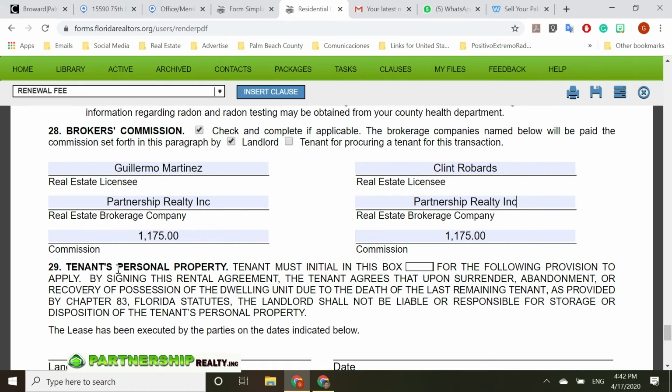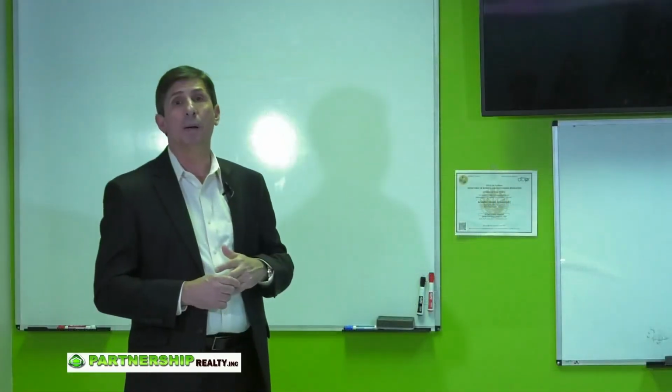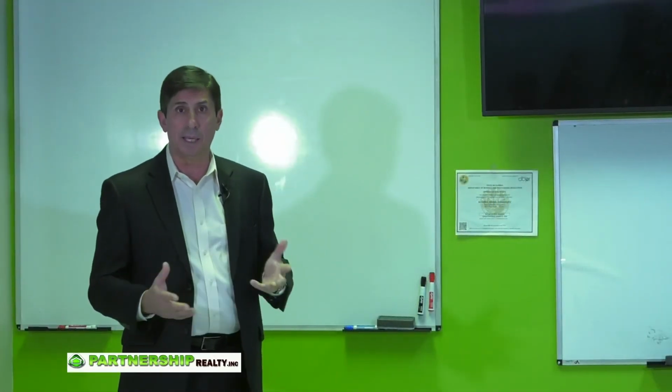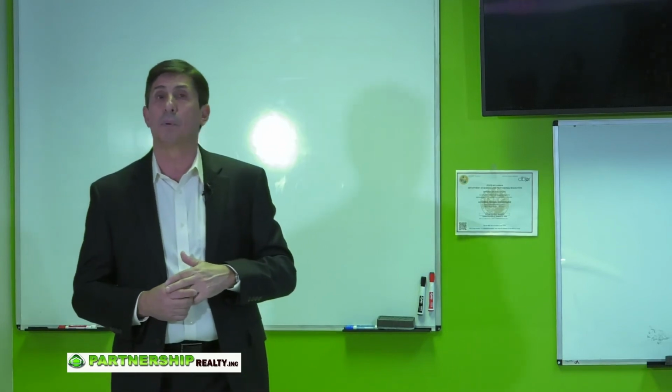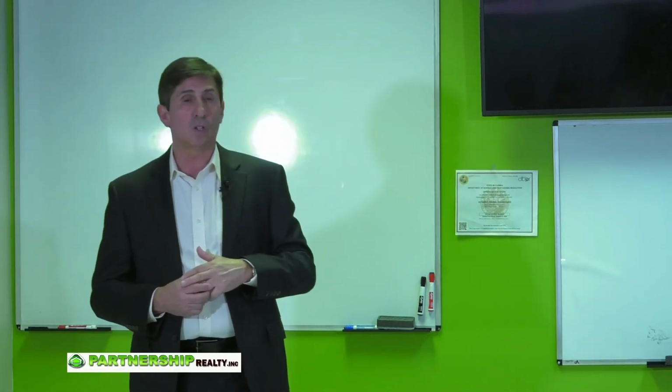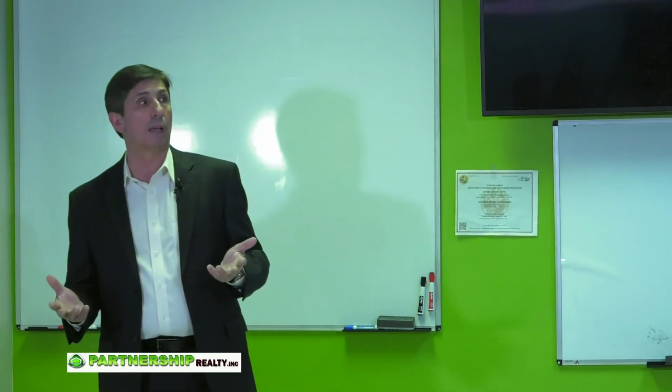Now, we used Clint Robards, as he's one of our office managers as well here, as the tenant's agent. He also works for Partnership Realty, and his commission is $1,175.